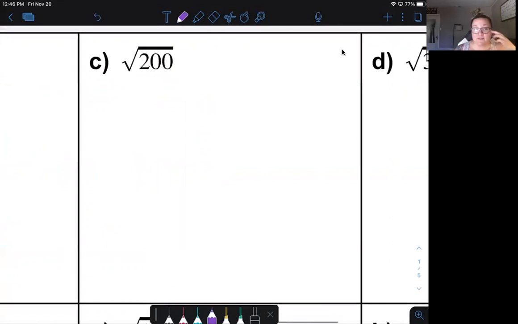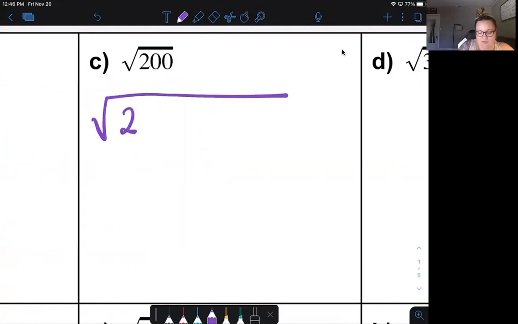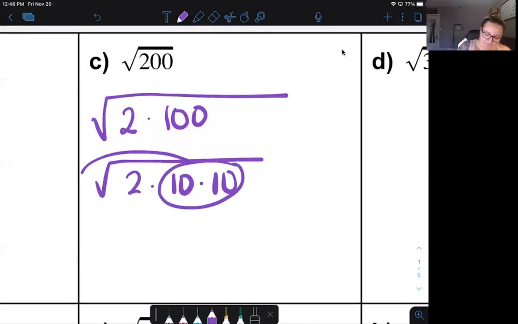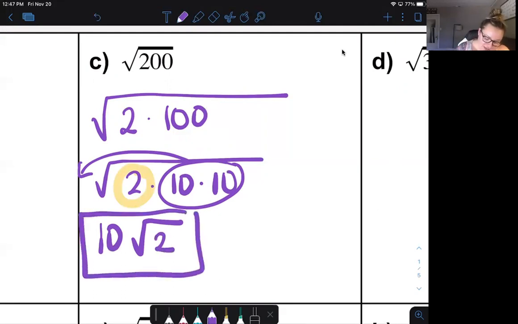All right, what about the square root of 200? So we're going to break 200 down into prime factors. Well, isn't 200 really 2 times 100? And 100 is 2 times 10 times 10. Well, check it out. I don't even have to break 10 and 10 down even farther because I've already got a group of 2 numbers that are the same. So let's bring a 10 out in front of the radical. And then this time, what's left in the radical is a 2. So we leave that under the radical. So the square root of 200 simplifies to 10 times the square root of 2, or 10 root 2.